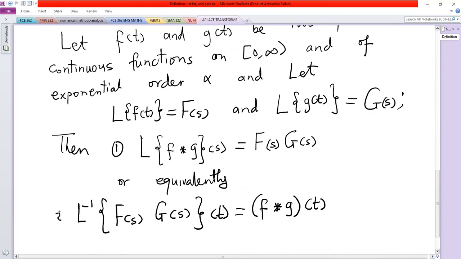So this is number 2. This result will help us to see how to use convolution to find the inverse Laplace transform of a product of two transforms. Thank you. In the next session, we give examples on how to apply convolution and the convolution theorem.